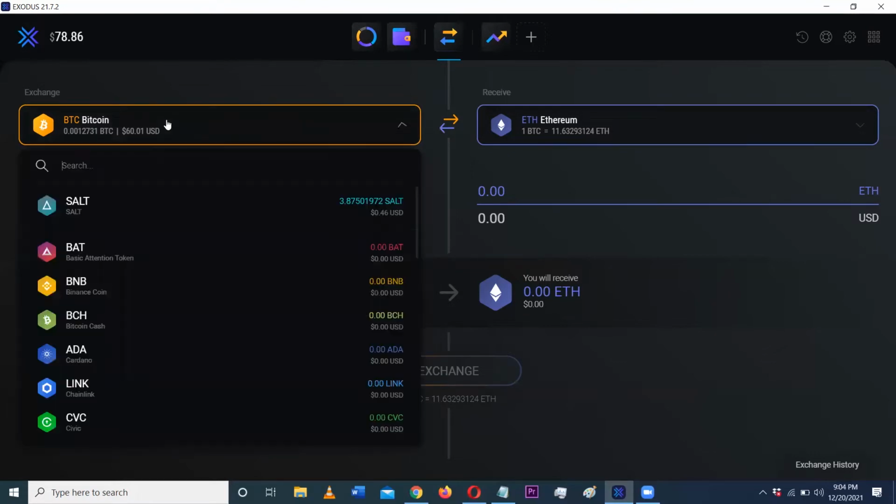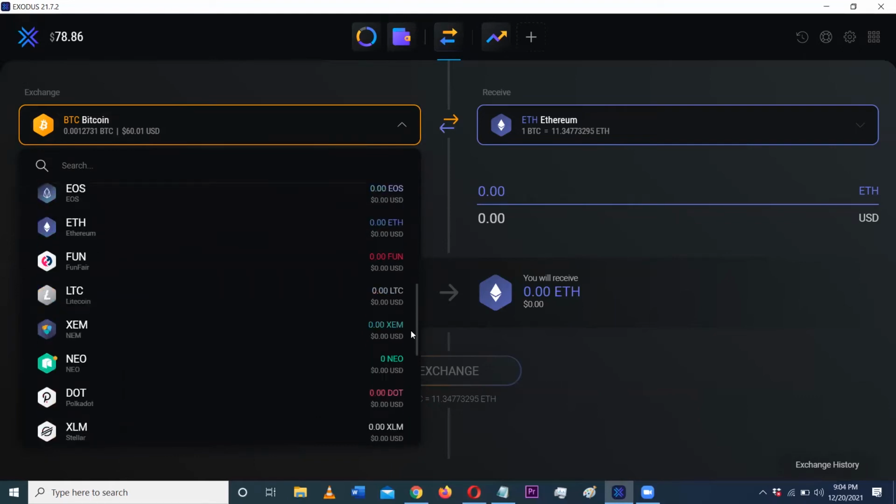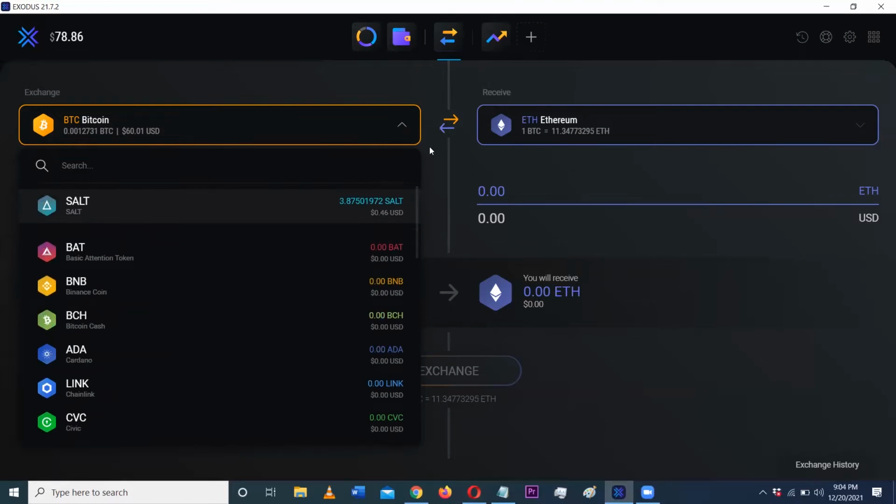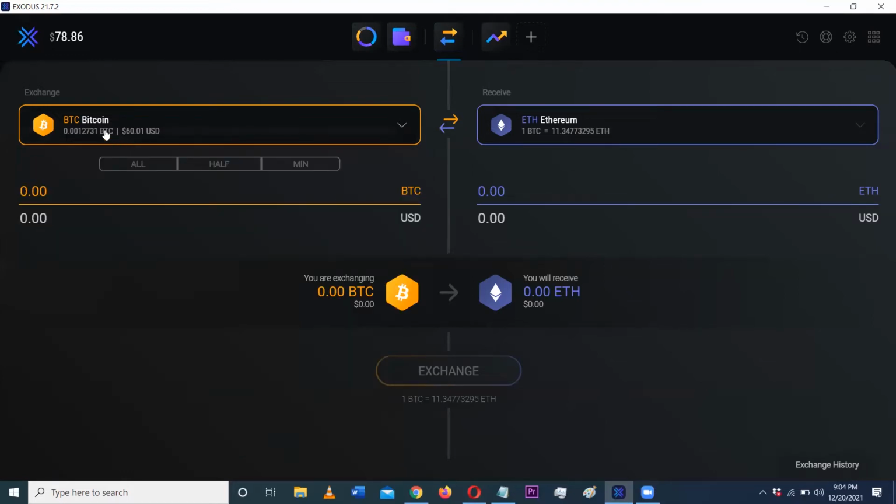So when you click on it, you have a list of coins. So I have salt, I have basic, okay, I don't have any Basic Attention Token. I have Bitcoin. Yes, it's the Bitcoin that I bought. So it's Bitcoin I want to change. I want to convert all my Bitcoin. If I want to convert all my Bitcoin into Ethereum, this is where I'll do it.